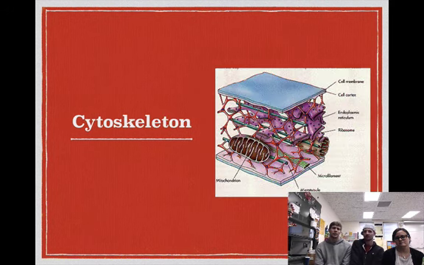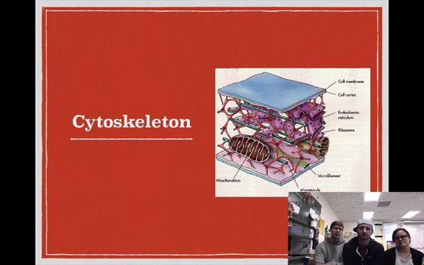Part of that cytoplasm is made up of a cytoskeleton, and the cytoskeleton gives the cell a shape and a structure inside the cell. It also allows the organelles to move around to different parts of the cell.